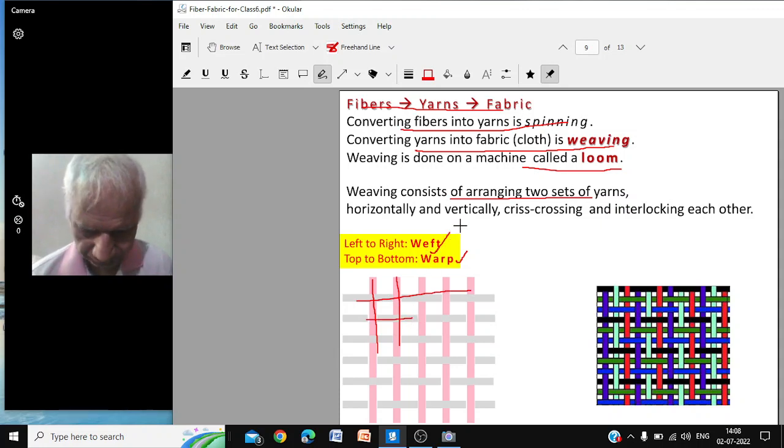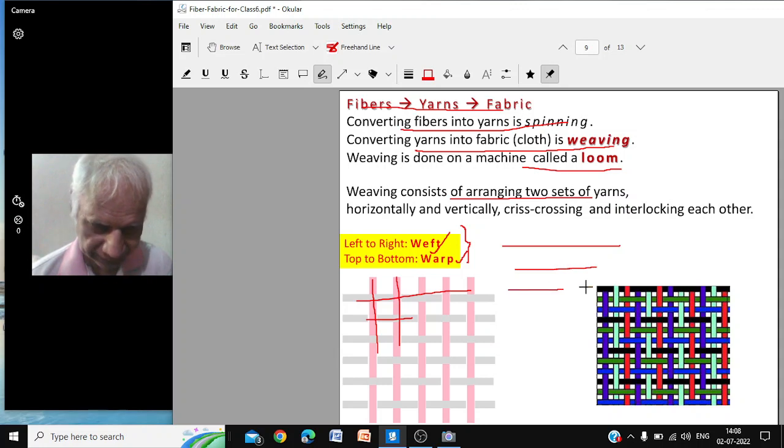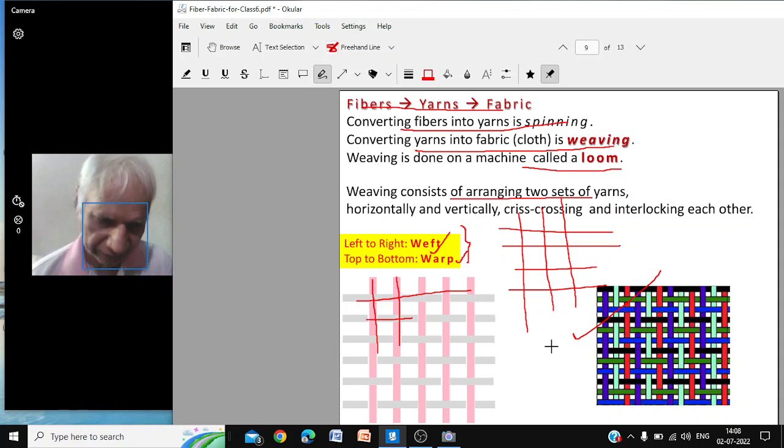The names are not important, these two words are not important, but they are placed horizontally, left to right, weft, and vertically, top to bottom, that is warp. And these two sets cross each other and interlock, forming a fabric. Here you can see they are placed horizontally and vertically, and they interlock, forming a fabric.